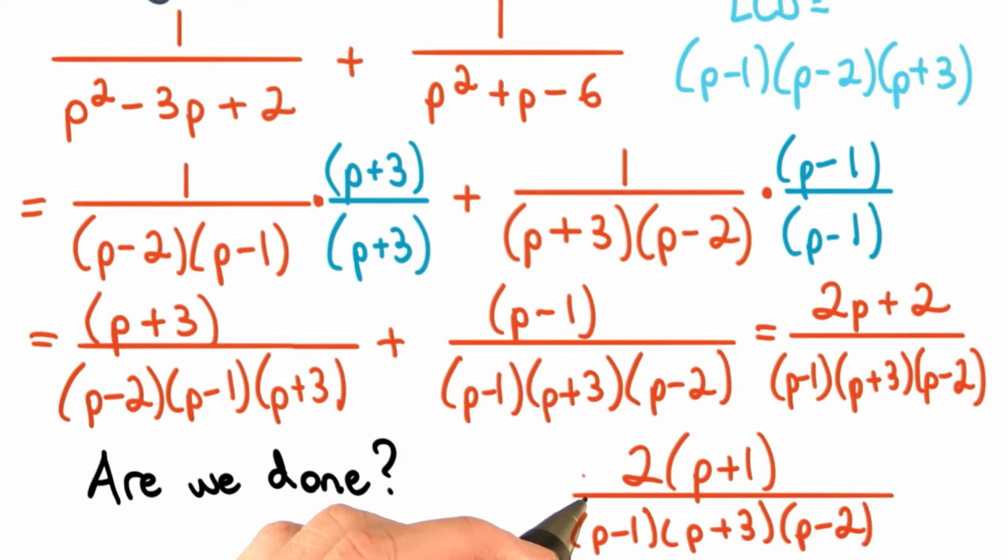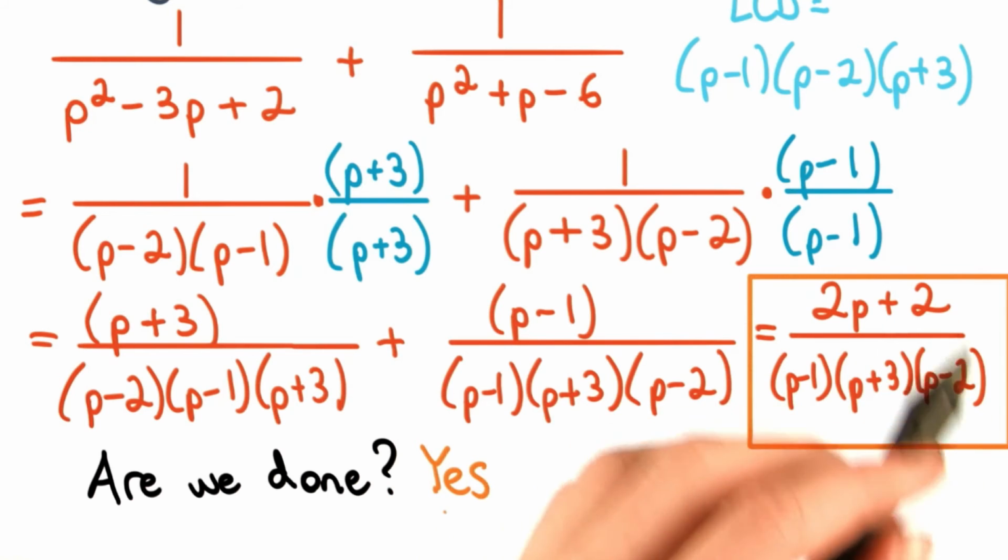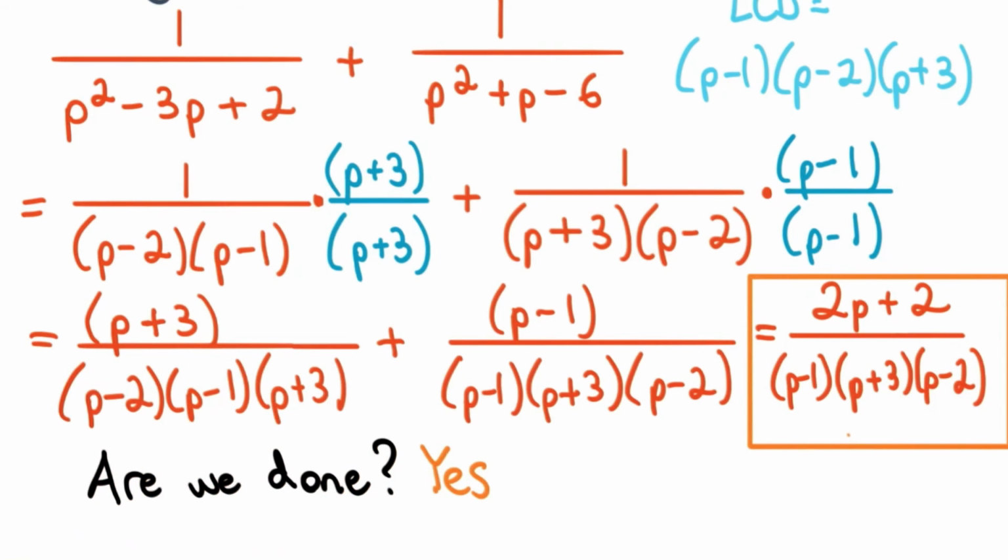But this doesn't really help us. We can't cancel a factor of p plus 1 since another factor of p plus 1 does not appear in the denominator. So the answer is yes, we're done, and here's the addition of these two rational expressions. Now this is some algebra.